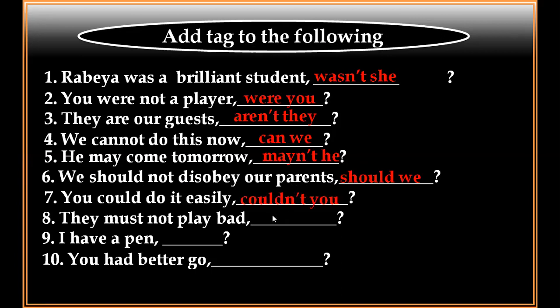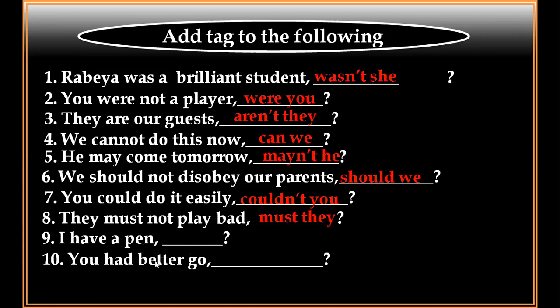Couldn't you? They must not play bad. Must they? I have a pen. Don't I? Why is it "don't I"? Though there is "have", it is an auxiliary. In modern usage, if you see have, has, had, for have you can write don't for making the negative. If it is has, then you will write does. If it is had, then it will be did.